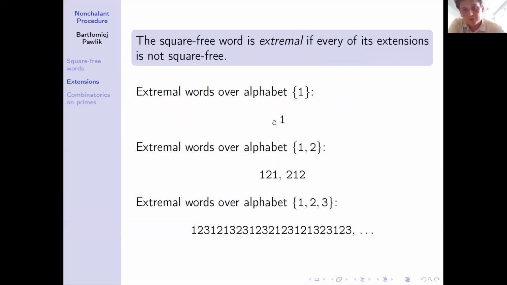So we have a few extremal words over the alphabet 1 and the alphabet 1, 2, which is not surprising because we do not have many square free words over these alphabets. But the classical theorem of Thue says that over the alphabet 1, 2, 3, we have arbitrarily long square free words, and we do have some extremal ones as well. This is the shortest extremal one. So if we put any symbol anywhere in this word, it would generate a square.